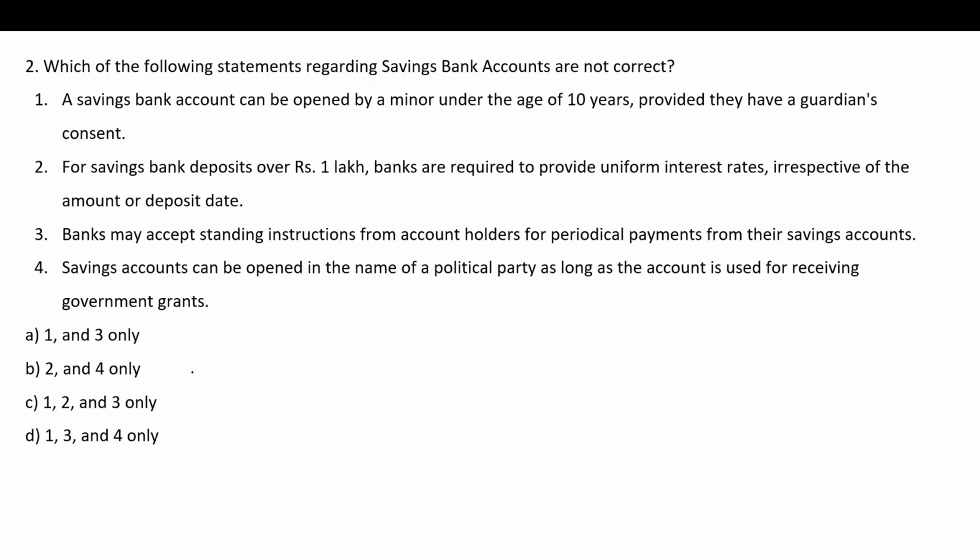Which of the following statements regarding savings accounts are not correct? What is the question asking for? Not correct statements. A savings bank account can be opened by a minor under the age of 10 years provided they have a guardian's consent. So this statement is actually correct. For a savings bank deposit over 1 lakh, banks are required to provide a uniform interest rate irrespective of the amount of deposit. No, up to 1 lakh they have to provide a uniform rate. Over 1 lakh they are not required to. So this is not correct.